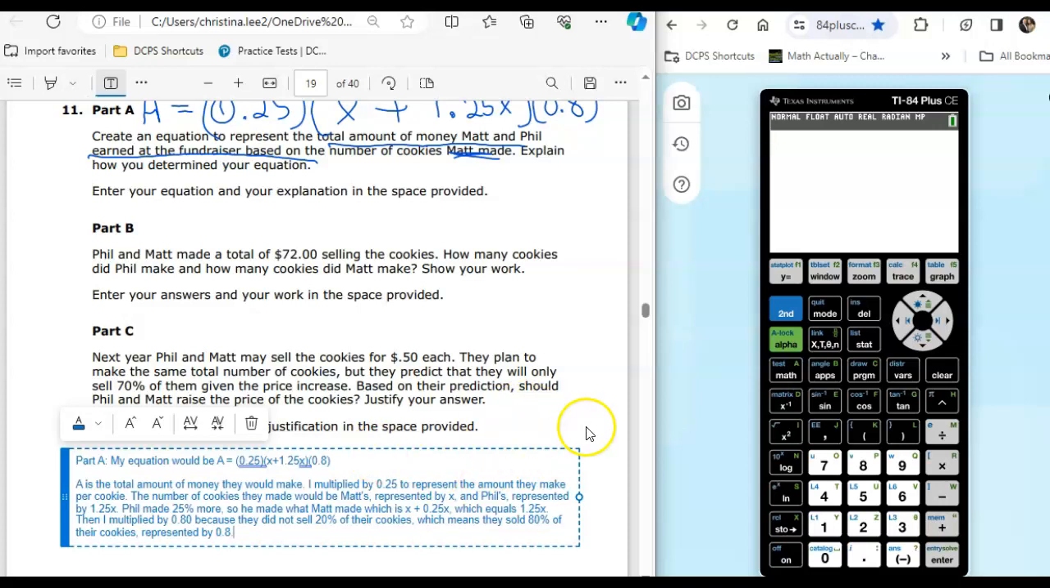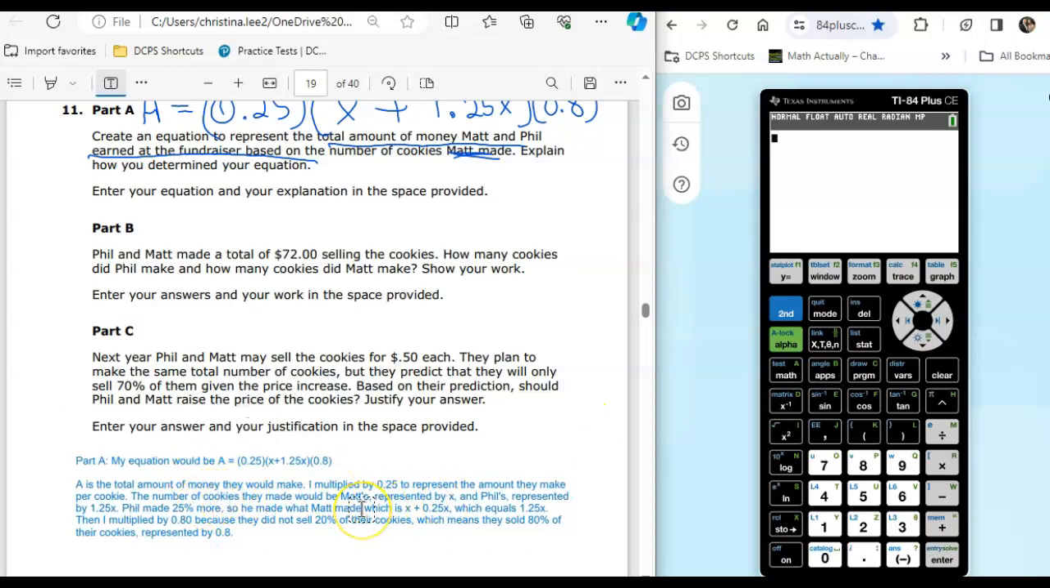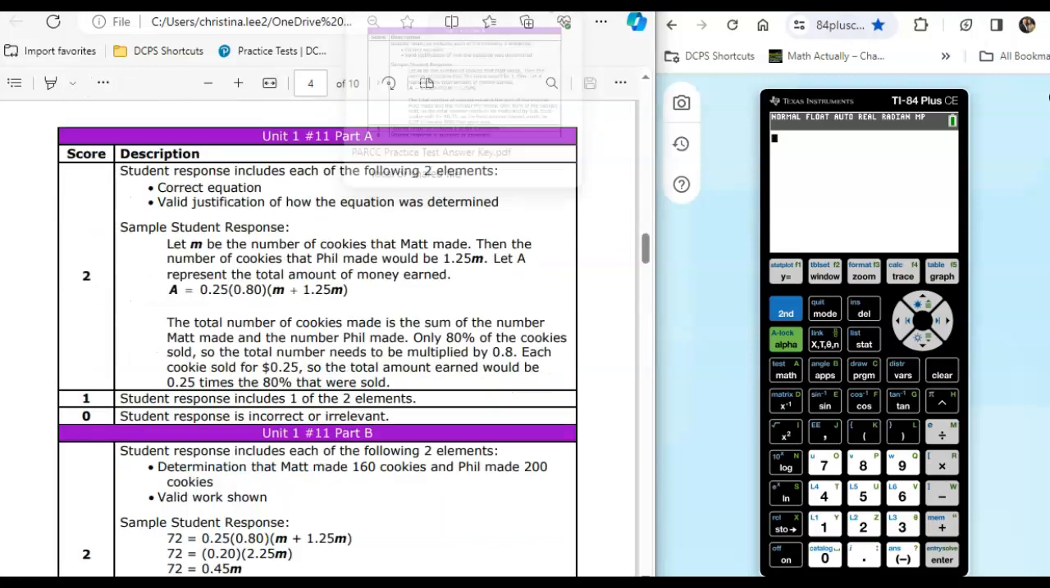Okay, so that's how we would write a full explanation of where you got those amounts, where you got the equation. Now I'm going to show you the rubric. The total number of cookies made is the sum of the number Matt made and the number Phil made. Up here is where this person explains it. Let M be the number of cookies that Matt made. So they used M, that's fine. Then the number of cookies that Phil made would be 1.25 M.